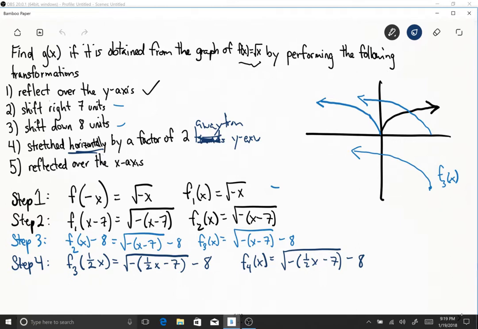So good. I'm glad to see that made sense. So now for the next step, you're welcome. We just have to reflect over the x-axis. Okay, so we've done all this junk. Now we got to reflect this whole thing over the x-axis.